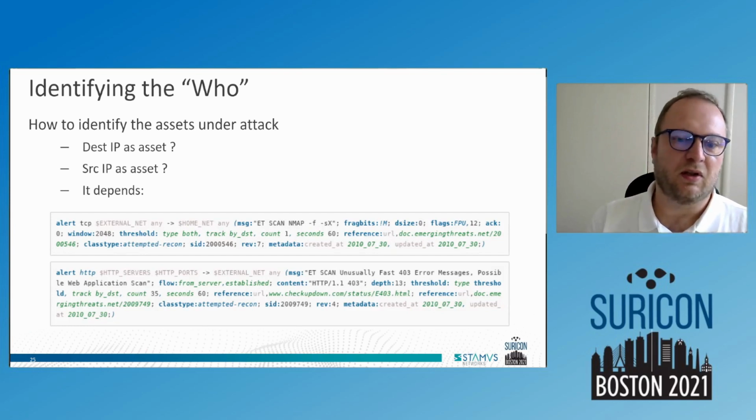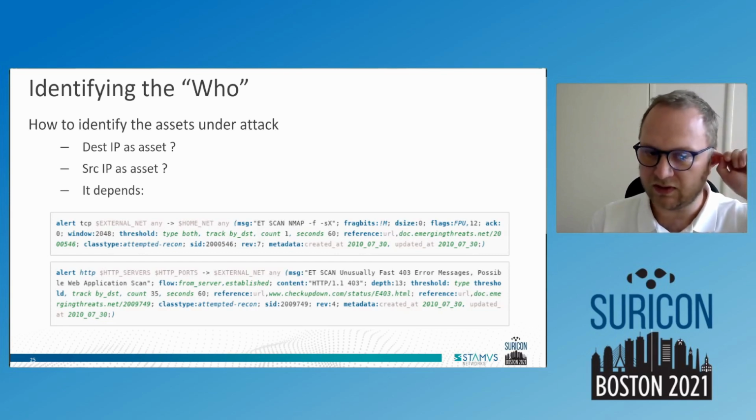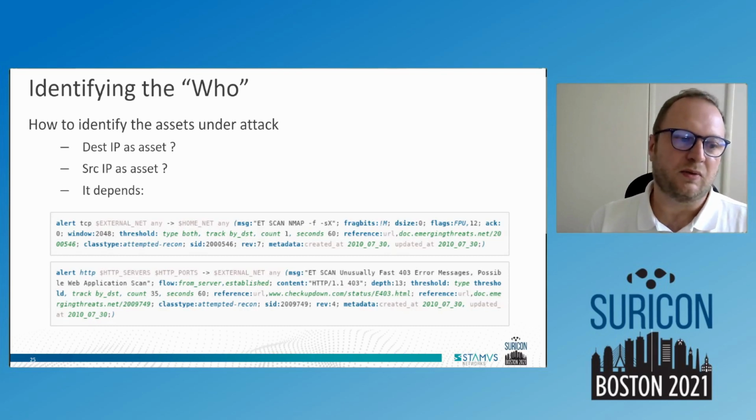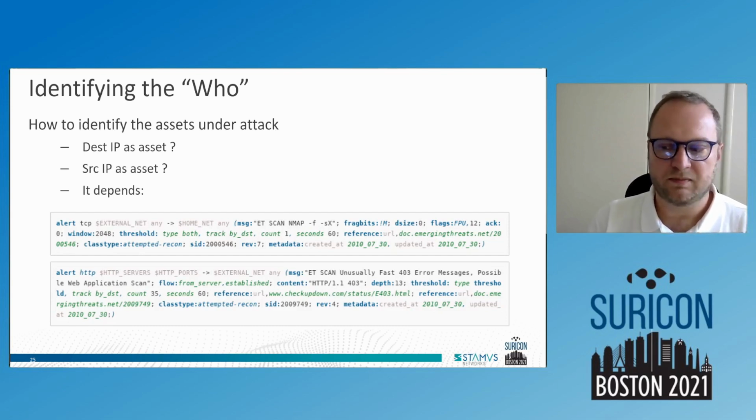But if you take the other one, in this case, we've got a response 403, which corresponds to an error, and it's too fast, so it may be scanning. So in this case, we will look at the response coming from the IP to determine which side is the one that is attacked. So in fact, here the source IP is the target. In the first one, the dest IP is the target. So you cannot say that dest IP or source IP is the asset. So you need to find something else.